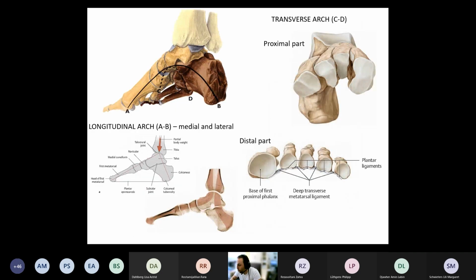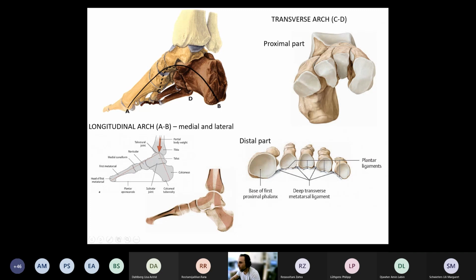These bone structures form two groups of arches. You have a longitudinal arch, which can then be divided into a higher medial and a lower lateral group of arches. And you also have a transverse arch, which will be further divided into a proximal part, which is much higher, and that's located at the tarsal area.